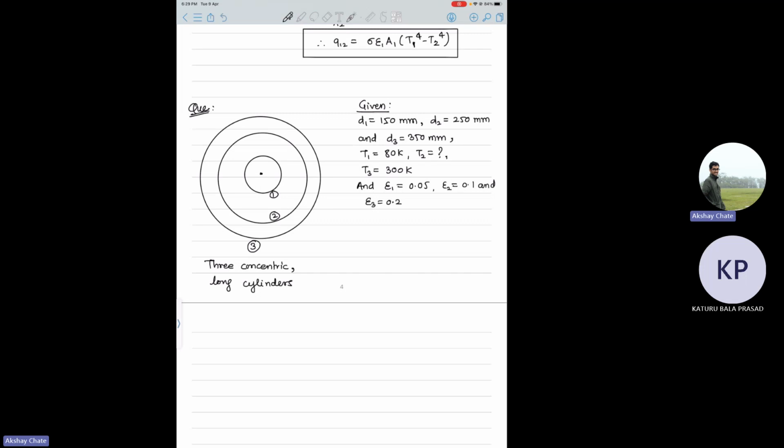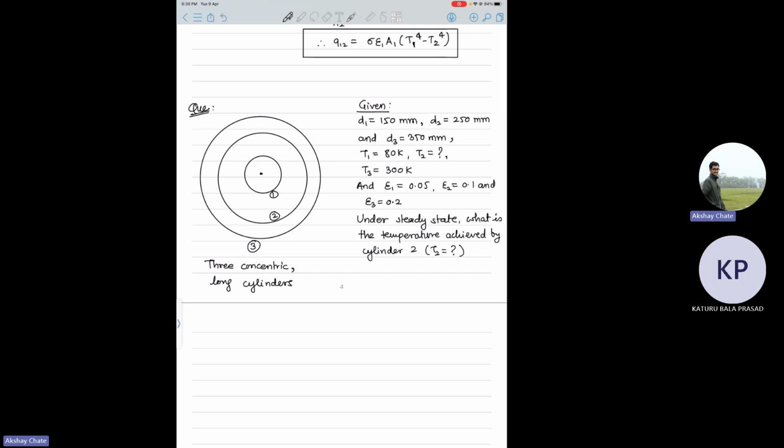So we have to find, under steady state, what is the temperature achieved by cylinder 2. So basically T2 is the question.